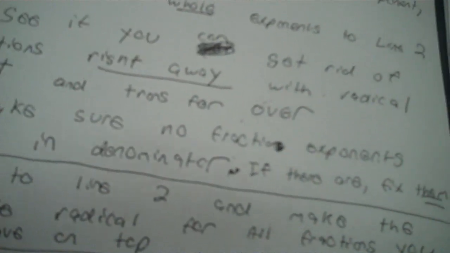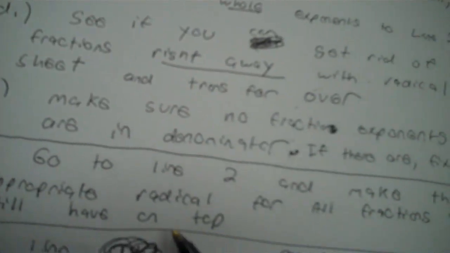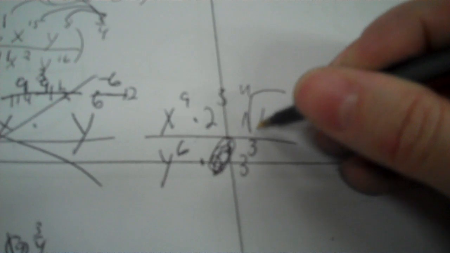That would just carry over, okay? So 81 and 4, that's there as well. So that's 3 to the 3rd. Okay, so we got rid of those. Now, make sure you don't have any fractions left on the bottom. Nope, I didn't. Remember, I got rid of that one. That ended up being 3 to the 3rd. Okay, no fractions. Go to line 2, make appropriate radical for all fractions you still have on top. Now, I still got this 3/4 on top, so I make the 4th root of x to the 3rd.